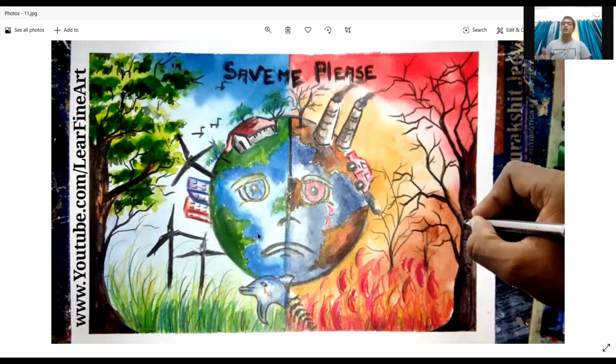As we can see, the car is moving. There is no sign of life because trees which give us pure air, oxygen which help us to live, and there are no leaves to give us oxygen. And we are seeing Earth is shedding blood tears, which, while drawing this picture, signifies that the Earth is in a lot of pain.